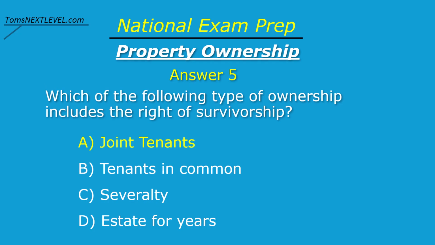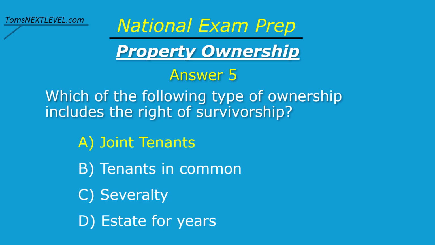Answer to number 5 is letter A, joint tenants. It's the only one that has the right of survivorship. Tenants in common does not have that right. Ownership in severalty is one person only. And an estate for years is not an ownership estate. It is a leasehold estate.